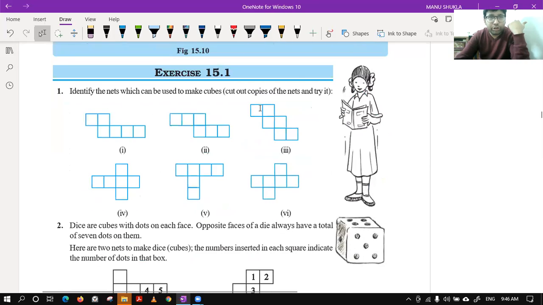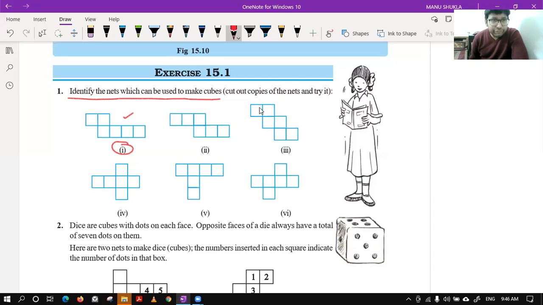Now let's see 15.1, question number 1. They are saying identify the nets which can be used to make cubes. So to have a better idea, what you can do is you can cut these and then you can try by actually folding. A net is a 2D skeleton that makes a 3D shape when folded correctly. Yes, Vani, that is also correct. Okay, class, tell me, can we obtain a cube using this figure?